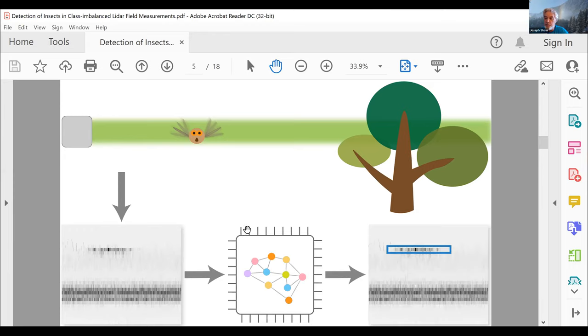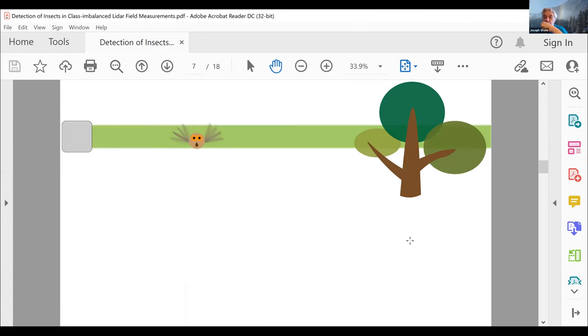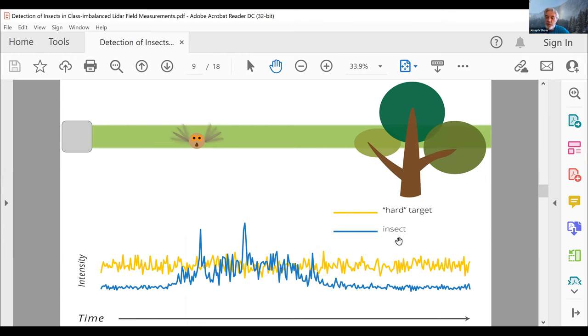We put it into a machine learning algorithm, and it sees all this stuff and ignores it, and it's trained to find the insect signal. And so here's what it looks like: the hard target, the trees and the grass and the things that you hit with your LIDAR that you don't care about, just give you a constant signal with some noise on it. But the insect gives you this oscillating signal. And the oscillation frequency, of course, is the important part.